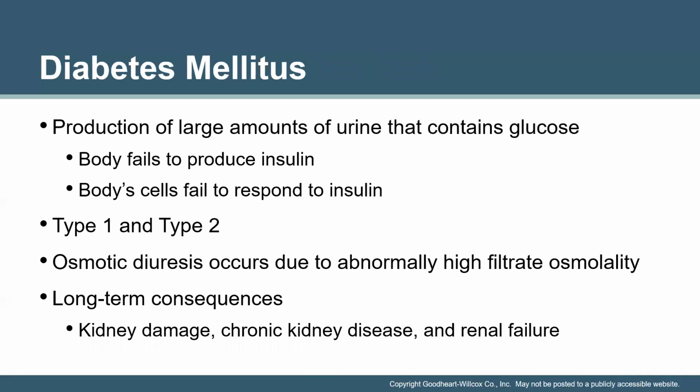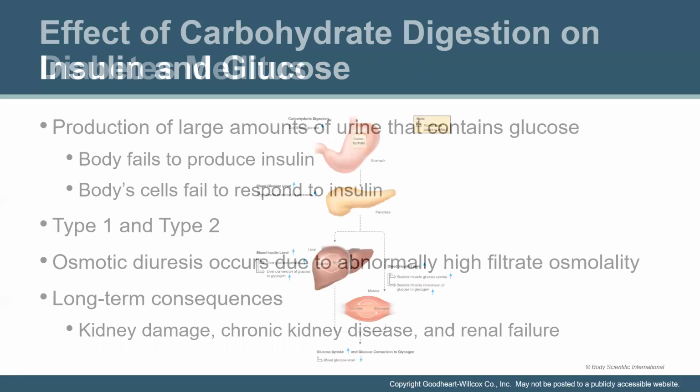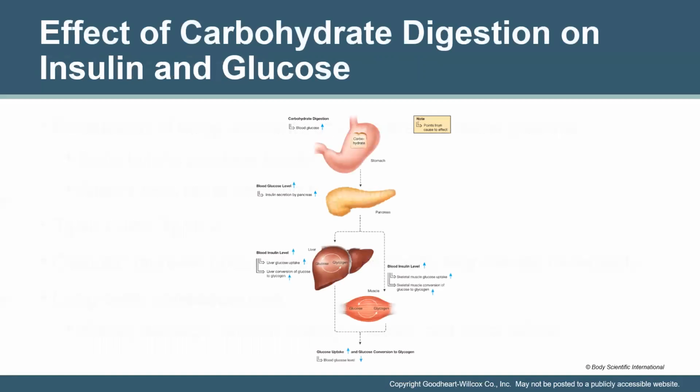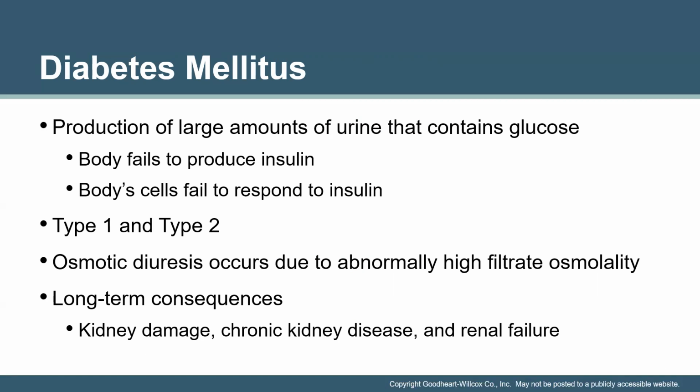So osmotic diuresis occurs due to abnormally high filtrate osmolality. There are long-term consequences to diabetes: kidney damage, kidney disease, and renal failure. And the thing here is if it keeps trying to push glucose through the tubes, it's going to damage the nephron. And when you damage the nephron, then you're in trouble.